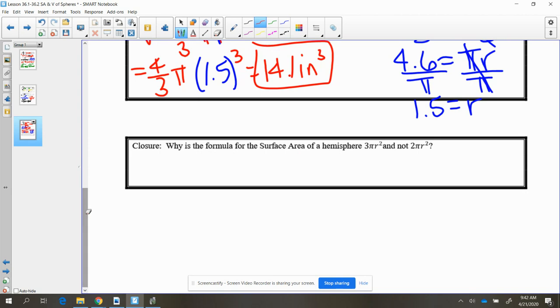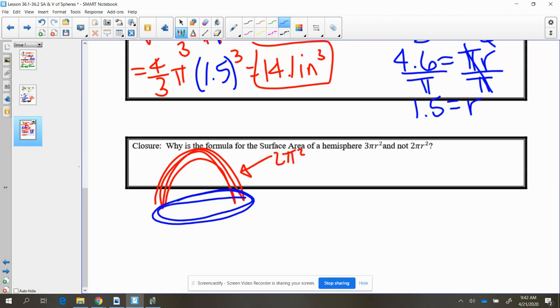Okay. Last but not least, the closure statement: why is the formula for surface area 3 pi r squared, not just 2 pi r squared? Well, again, the lateral area covers this curved surface of our hemisphere. That would be the 2 pi r squared portion, but we need to add onto it the base for this total surface area, which is another circular pi r squared region, for that total of 3 pi r squared, right? If you add these two together. So again, you have to cover the base.